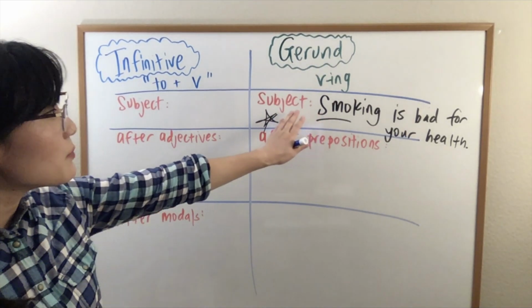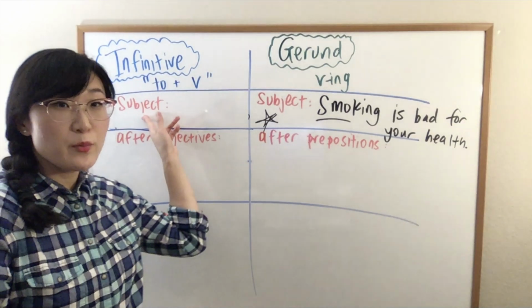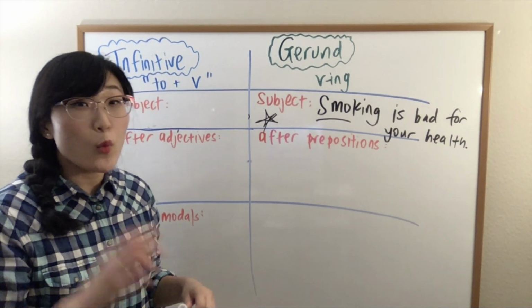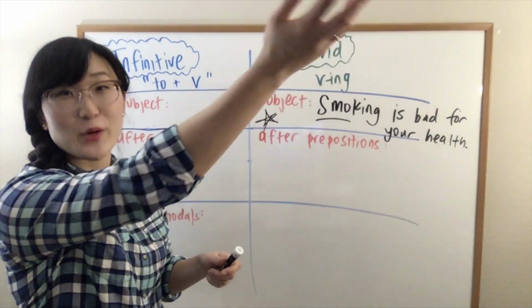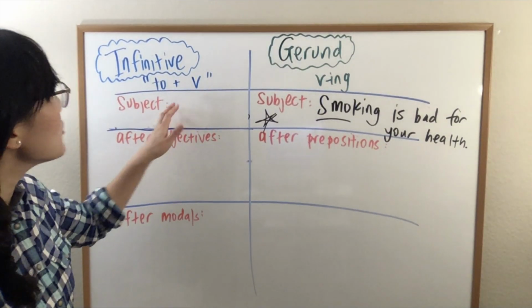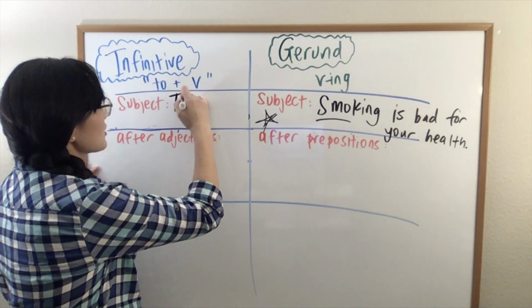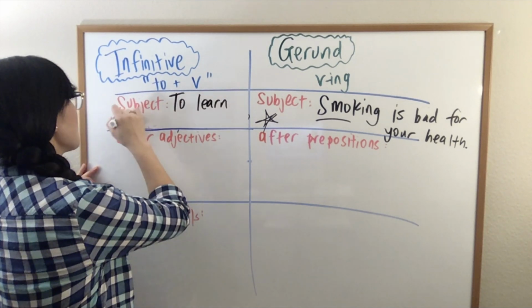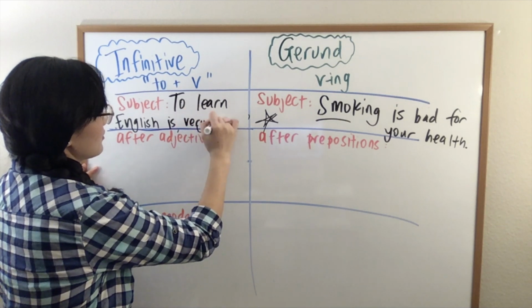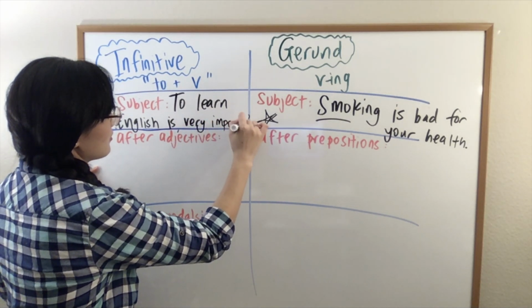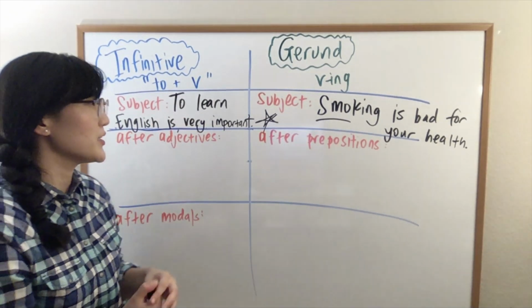So this can be used as a subject, and so can the infinitive. For the infinitive, you may have heard the famous William Shakespeare, right? Quote, to be or not to be, that is the question, right? So the infinitive, you can start a sentence with to as well. You could say, for example, to learn English is very important, right? In this case, to learn English is very important.